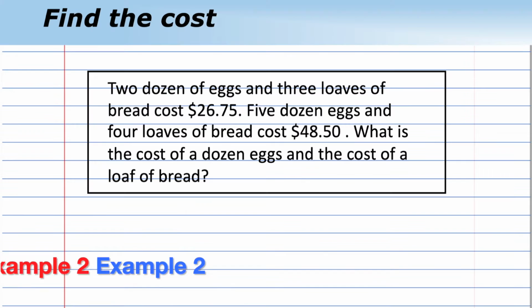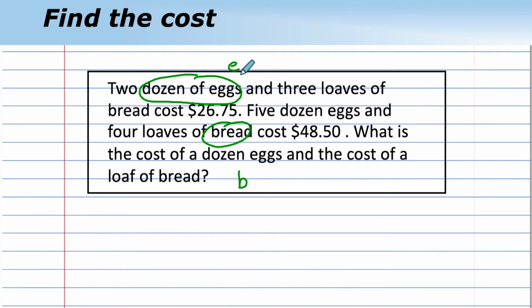Let's move on. 2 dozen eggs and 3 loaves of bread cost $26.75. 5 dozen eggs and 4 loaves of bread cost $48.50. What is the cost of a dozen eggs and the cost of a loaf of bread?